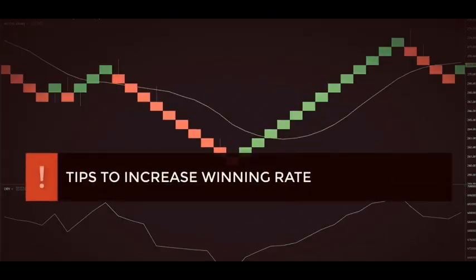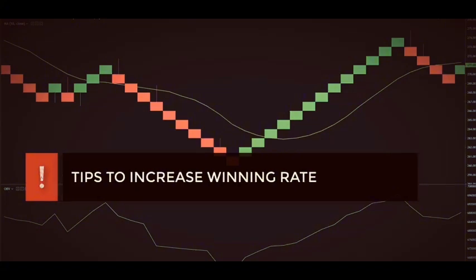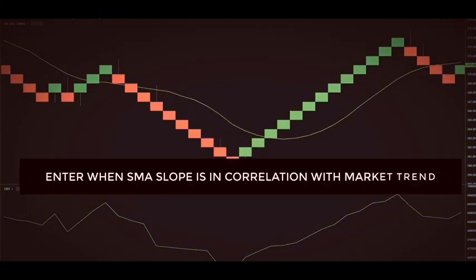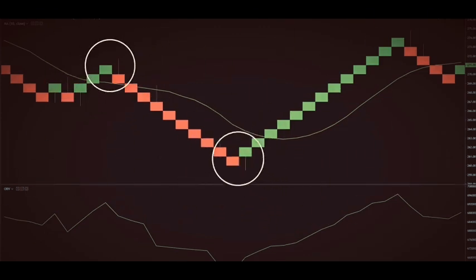So, for you to record better results, pay attention to the slope of the 10 simple moving average and try to enter when you see the slope in correlation with the market trend. Also, pay attention to the recent market swings. Try to enter long during long-term upward trends and go short during long-term downtrends.